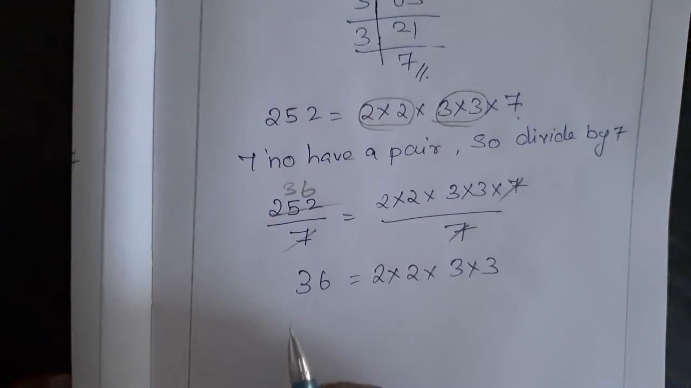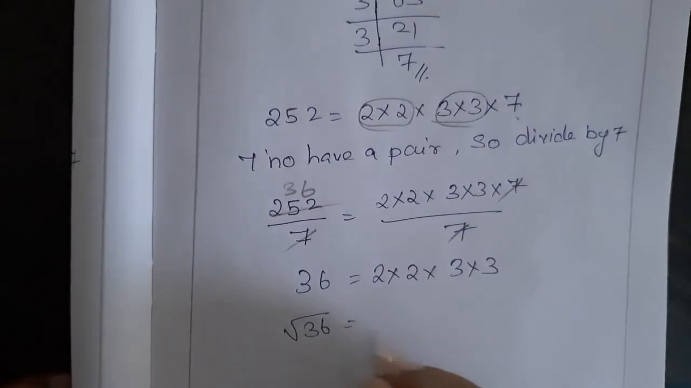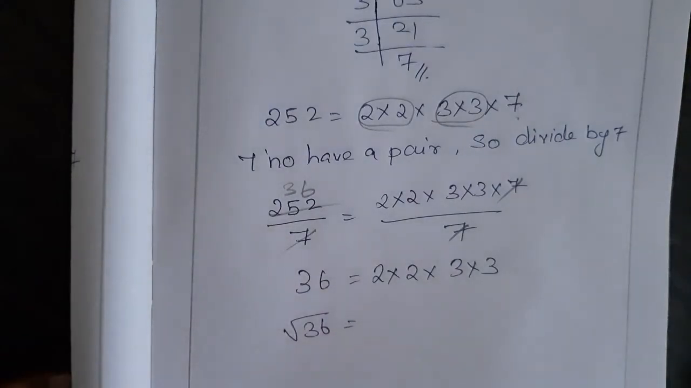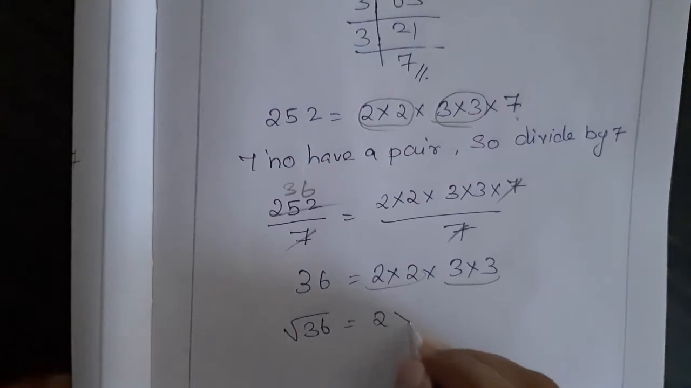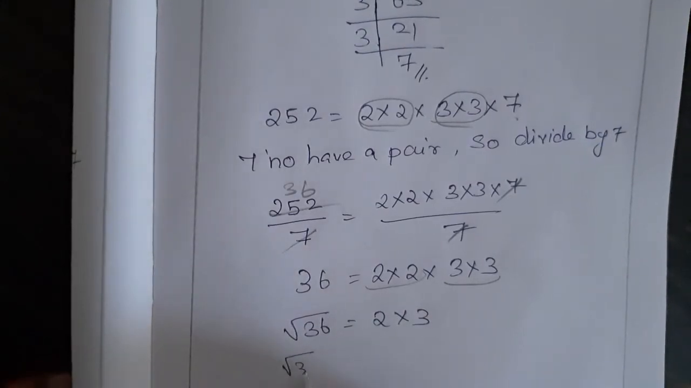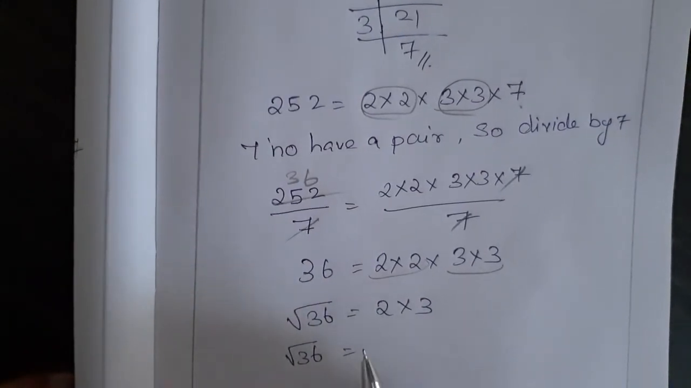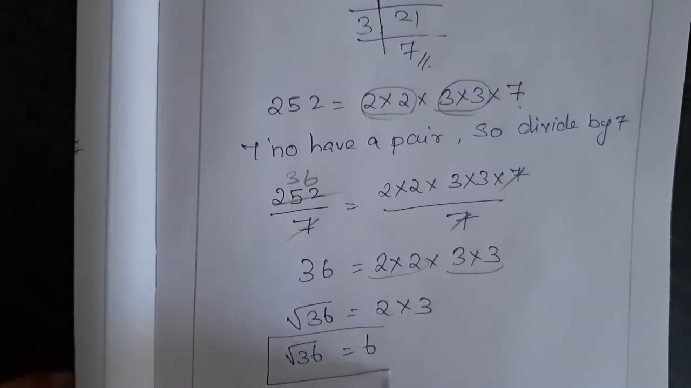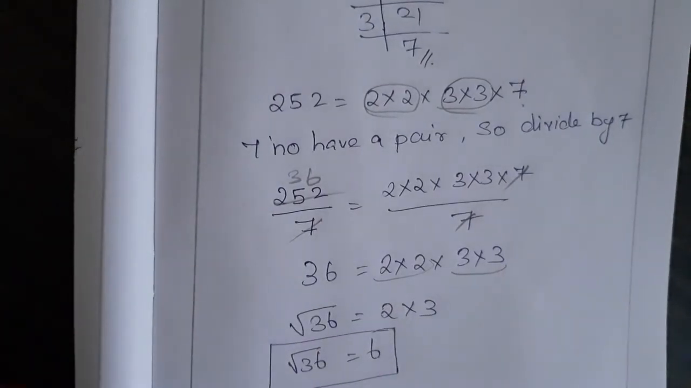So next we have to find the square root of 36. So the square root of 36 is equal to, we pair this 2 and 2 and this 3 and 3, right? So it is written once, 2 into 3. So the square root of 36 is equal to 6, right? Thank you.